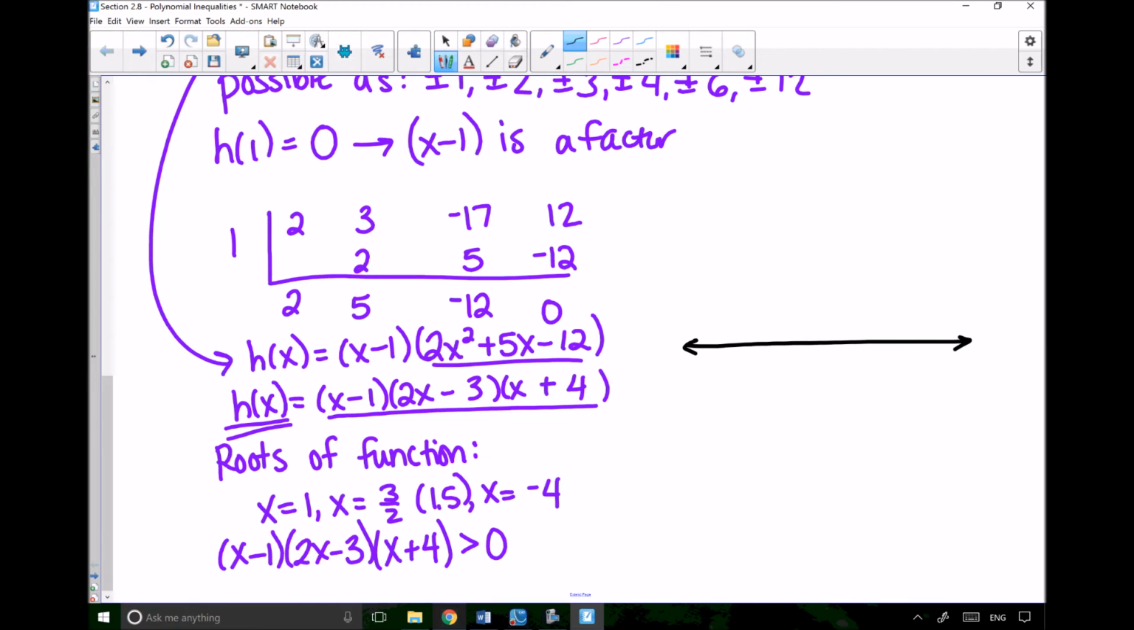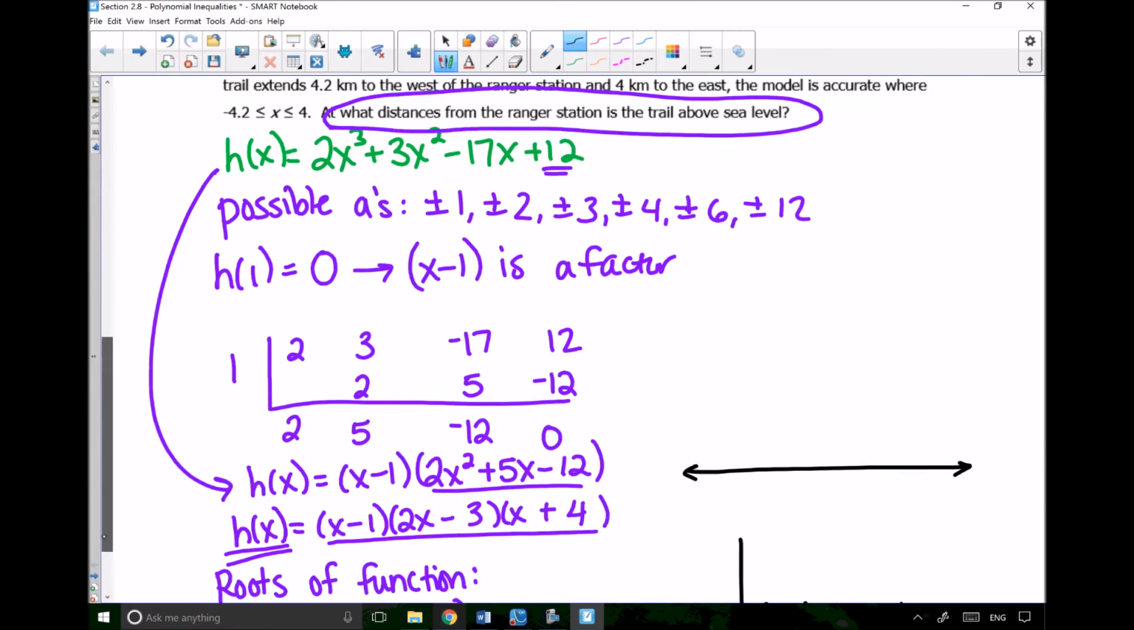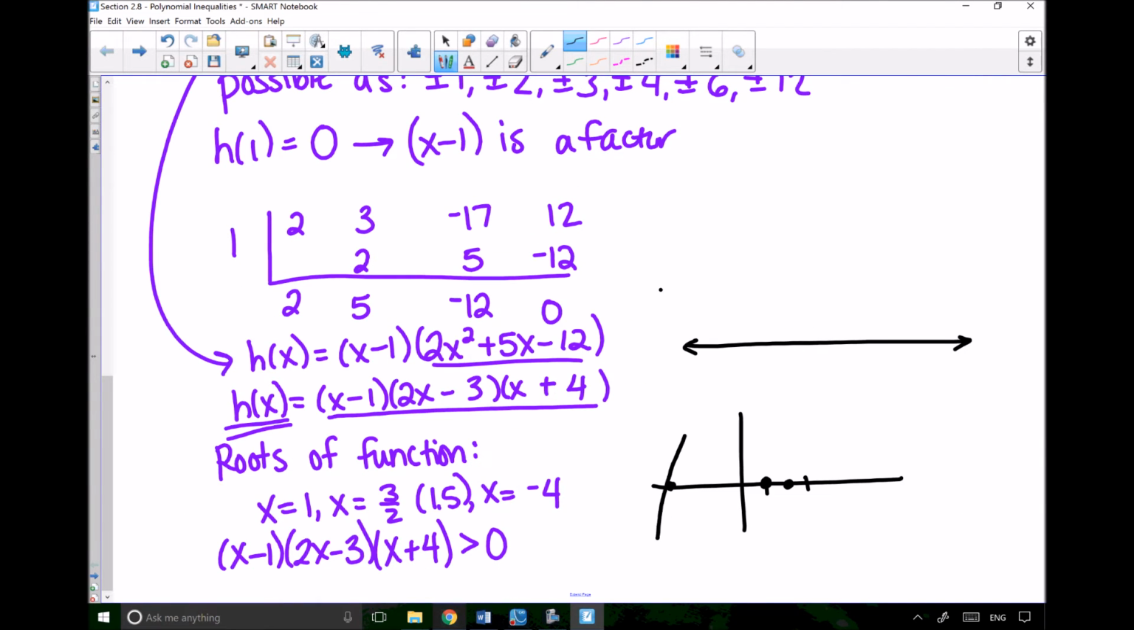Well, remember right here, when I graph this out, I know that if it intersects at 1, and it also intersects at 1.5 and at negative 4, and we have a positive leading coefficient, that it's going to end up looking something like this, right? Of course, I don't know exactly what the values are going to be, but I know that this is a rough sketch of what it's going to look like, correct?